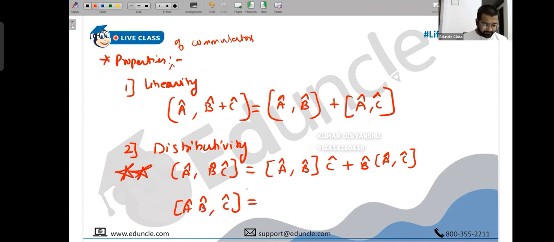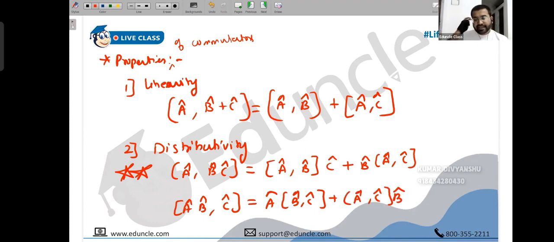Similarly, there is another distributive property where we write A cap B cap and then C cap. You have a different rule altogether there. So here we have A cap into the commutator of B cap, comma C cap, plus the commutator of A cap, comma C cap into B cap. Again, why it exists? We'll have to take a random example, give A cap a value, B cap a value, C cap a value, and check. I'll just confirm this. Whatever. I personally have never used this.